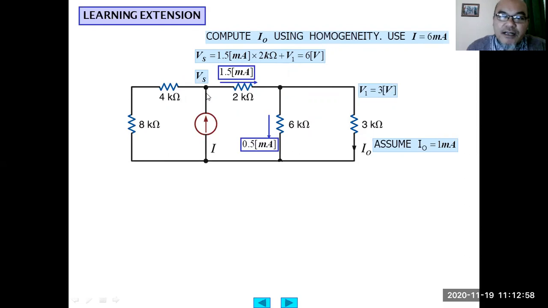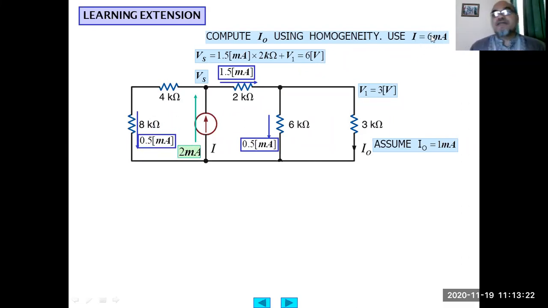From here, we can calculate the current flowing through this series resistors, 4 kilo ohm and 8 kilo ohm. 6 volt divided by 12 equals half milliampere. Half milliampere, and this is 1.5 milliampere. So then we know the value of the independent current source is 1.5 plus 0.5 equals 2 milliampere.